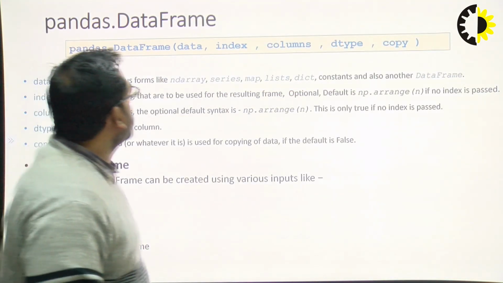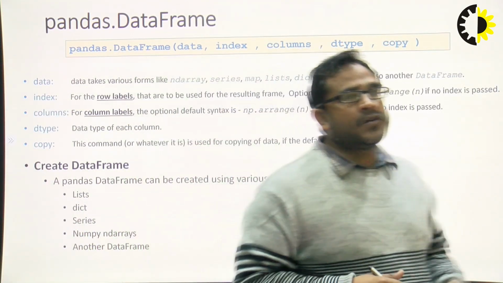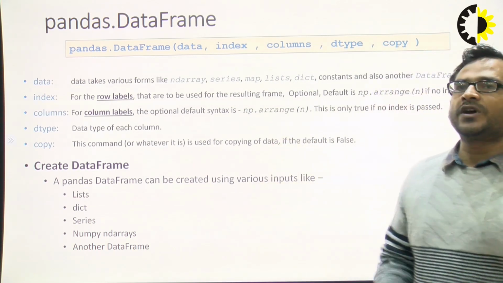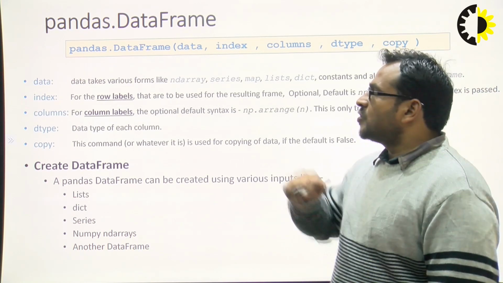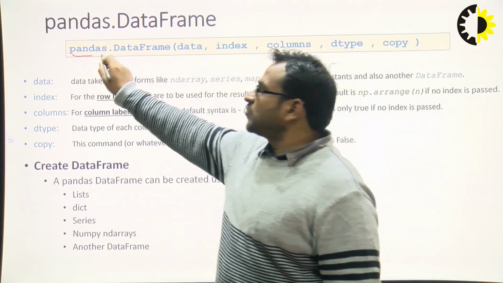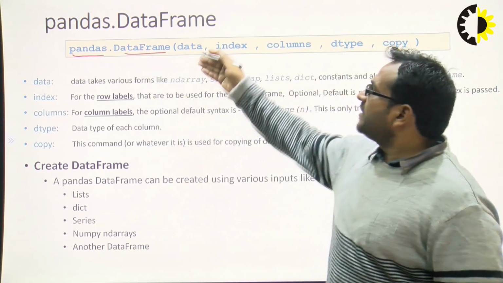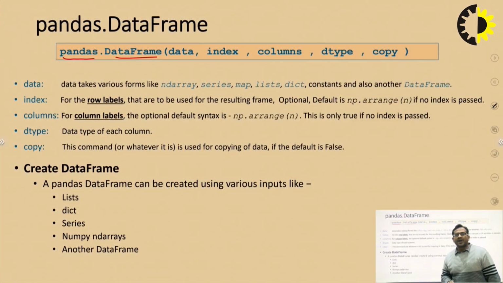Next, the Pandas data frame. First of all, we have to see the main function, that is DataFrame. How can you create a data frame? We are using the Pandas library here, so you write pandas and call the function DataFrame. These are the optional parameters you can pass: first is data, second is index, columns, dtype, and copy.